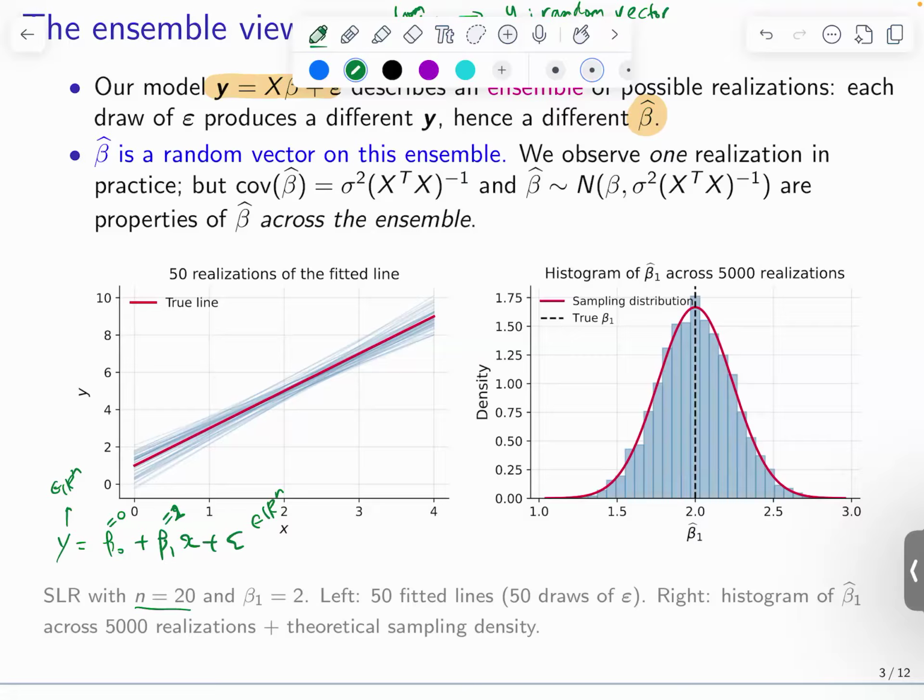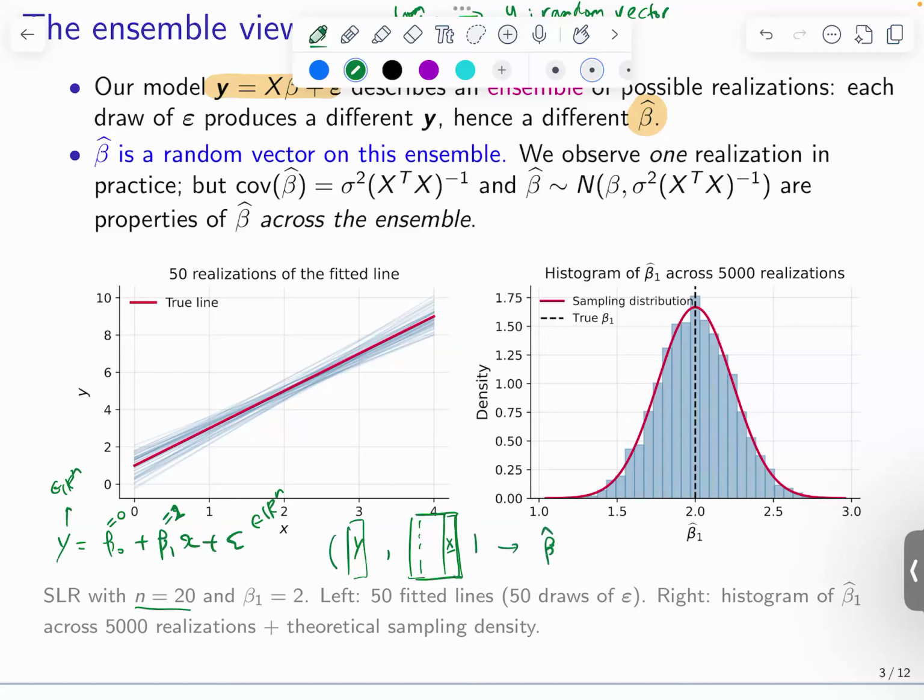So I draw from this model once, I get a realization of y, and I have an x as well. So you get the y vector, and then you have the x matrix, which has a column of all ones, and then the vector x here, which represents that single covariate. And you regress y on x, and you get beta hat.